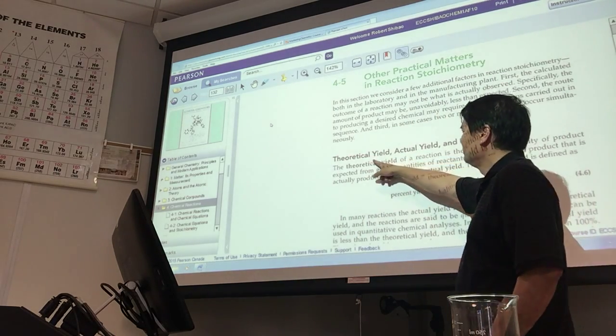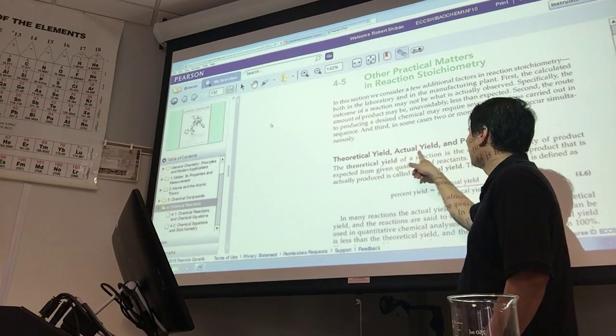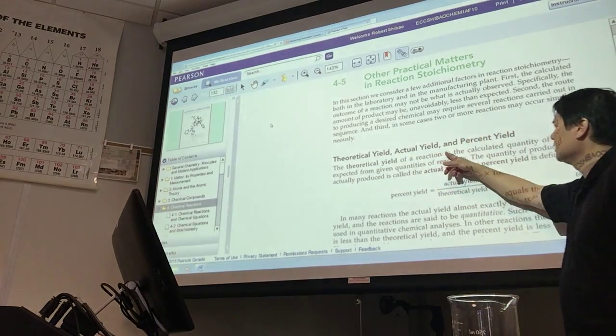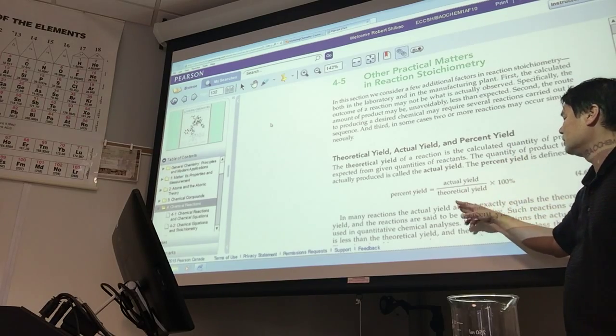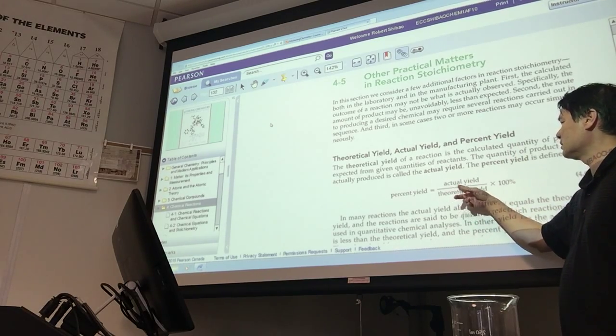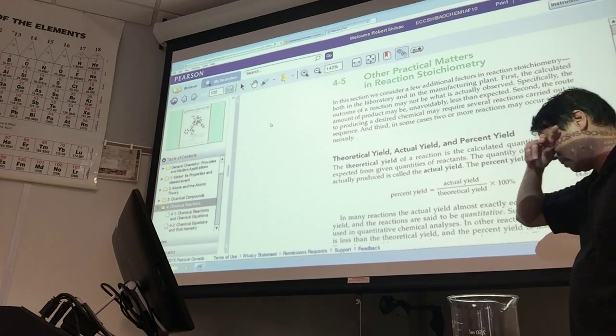Theoretical yield is the yield based on the limiting reagent. The actual yield is what you actually got in the experiment. And percent yield is how close you got to the theoretical yield. The actual yield divided by the theoretical yield times 100%.